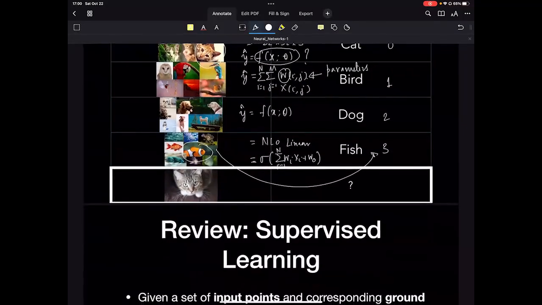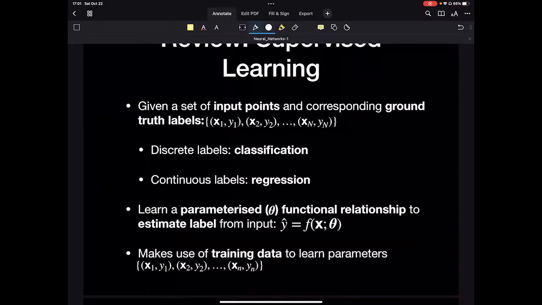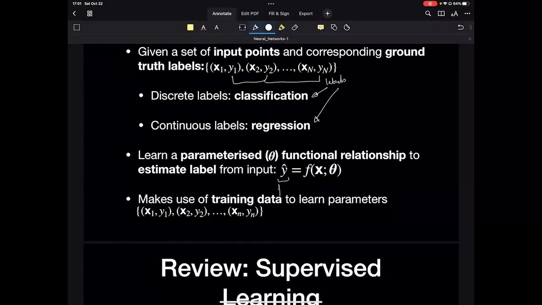Just as a way of summarizing what we have said so far, these are all the points that we have made. We have the supervised learning problem, where we have a data set containing input points and the corresponding ground truths. These are what we call our labels. As you all already know very well, when the labels are discrete or categorical, we call it a classification problem. When the labels come from a continuous set of points, we call it a regression problem. And like we've been saying so far, we want to be able to find a prediction for our input.